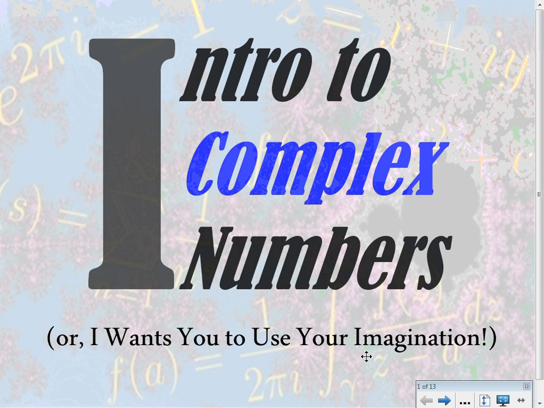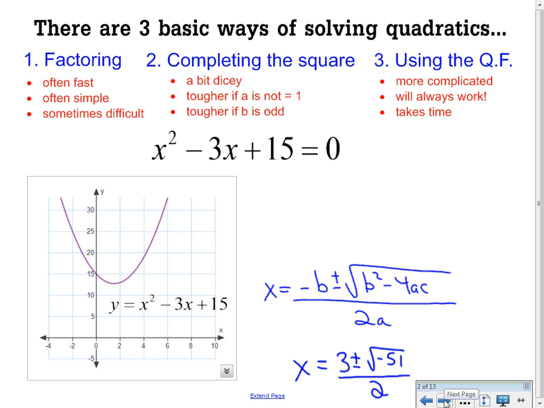This time, complex numbers. Let's get right to it. New numbers. Three basic ways of solving quadratics, and that'll lead us to our complex numbers.